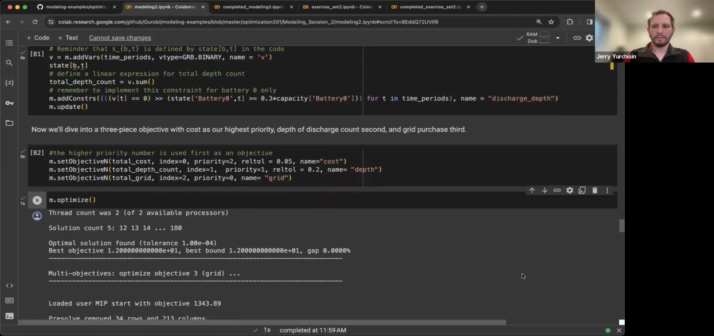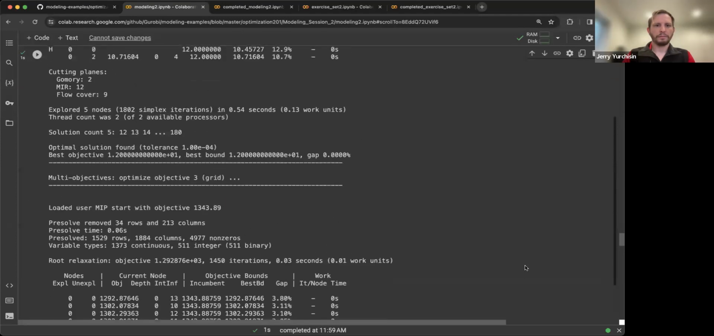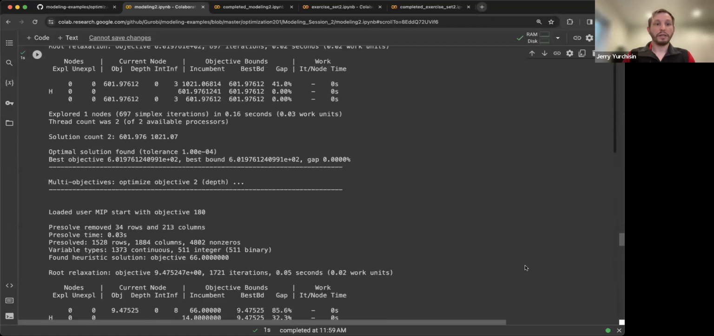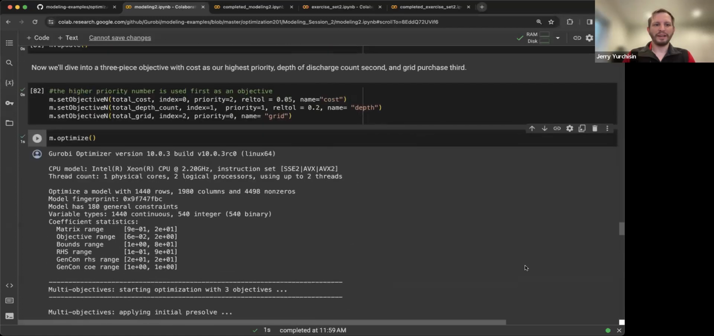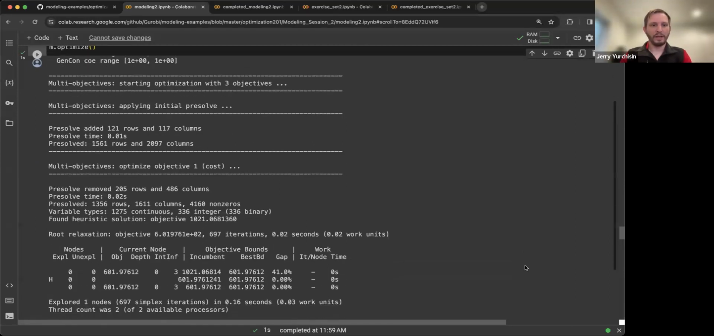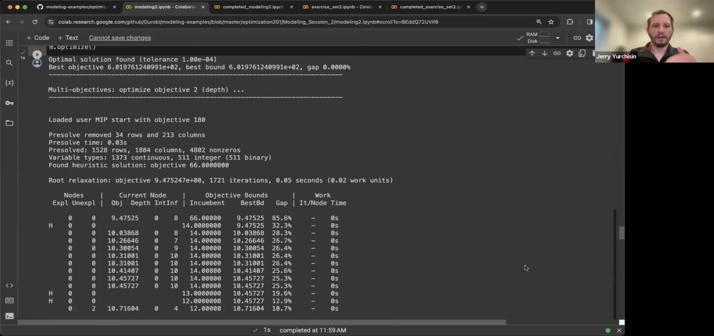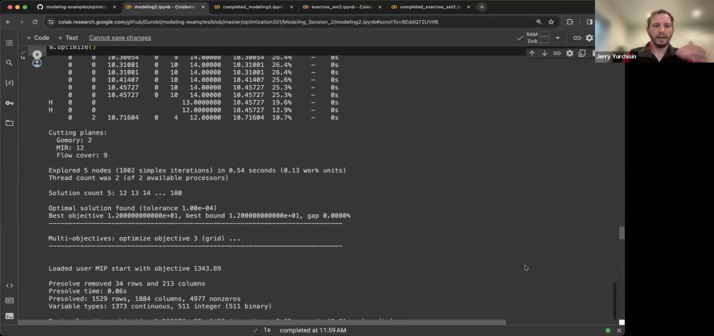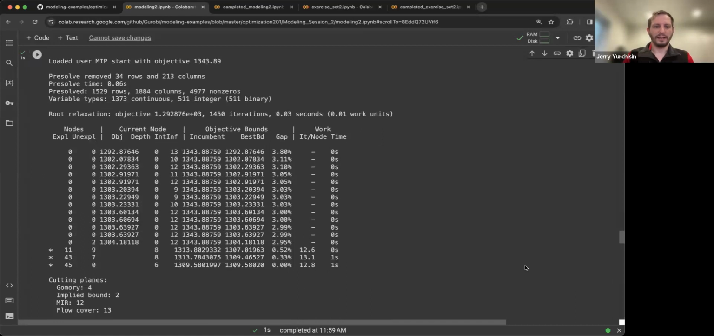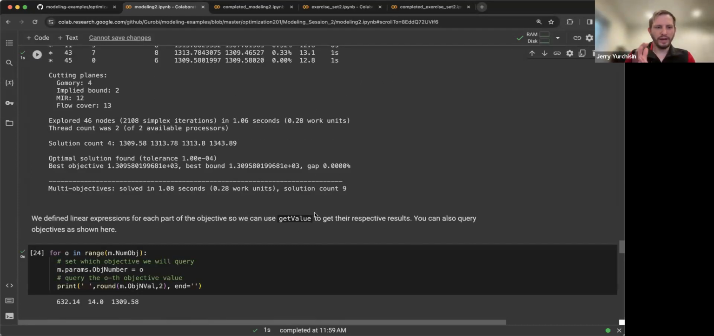Okay. There's a lot more happening in the log here. It's saying that we have 3 objectives, and we see the process of what's happening here, and keep going. There's a lot happening. Okay, multi-objective solved. All right, awesome.